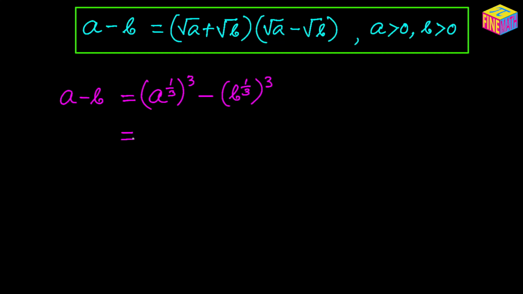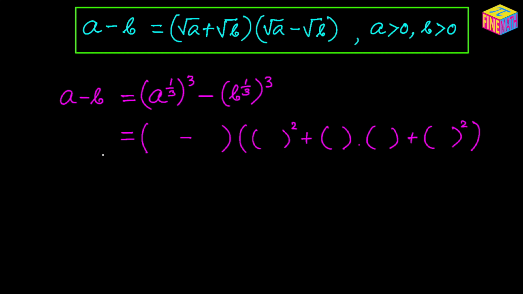Well, now it's very easy. We know that a cubed minus b cubed can be factored into a minus b times a squared plus ab plus b squared. So that's exactly what I'm going to do here. I'm simply going to write the template: a minus b times a squared plus ab plus b squared.